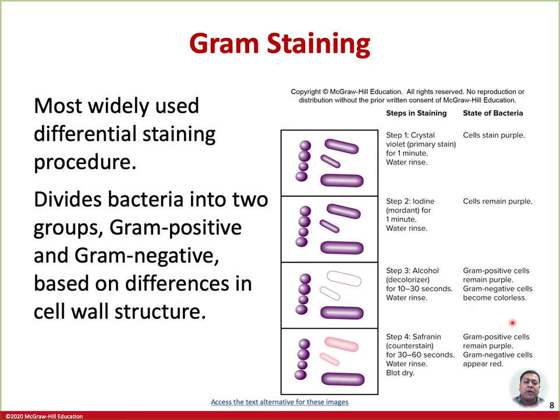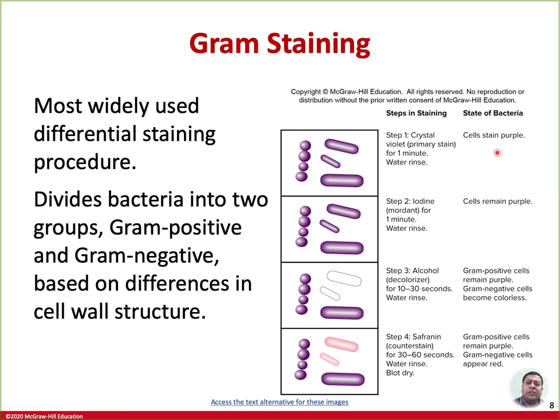So they have now exposed all their dye binding sites, and now you add the safranin, which is a pinkish red color, and for about 30 to 60 seconds you expose the cells to it, and you water rinse and blot dry. After drying, you visualize them under the microscope. What you see is that the gram positive cells remain purple, whereas the gram negative cells now appear red. So what is the principle of that?